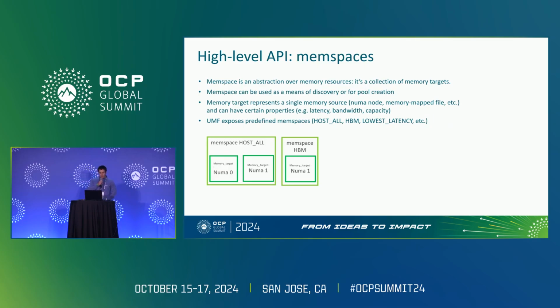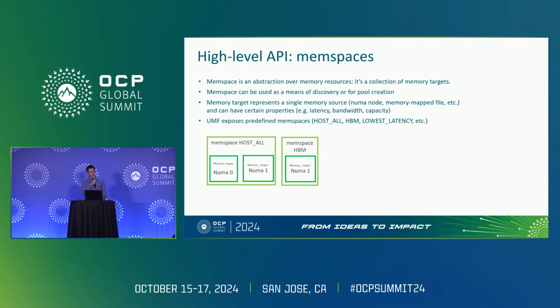Now, one other feature that UMF exposes are memspaces. And memspace is an abstraction over some memory resource. It's a collection of memory targets. Now, a memory target is something that represents a single memory source from which we can actually allocate. So this can be a NUMA node, memory mapped file, and it can have different properties that can be queried by the user. So it includes latency, bandwidth, capacity, things like that. Now, memspace can be used as a means of discovery, so it can be used by an application to know what kind of memory is available on the system and what are the properties of those memories. And also, it can be used to create memory pools from which the allocation can happen.